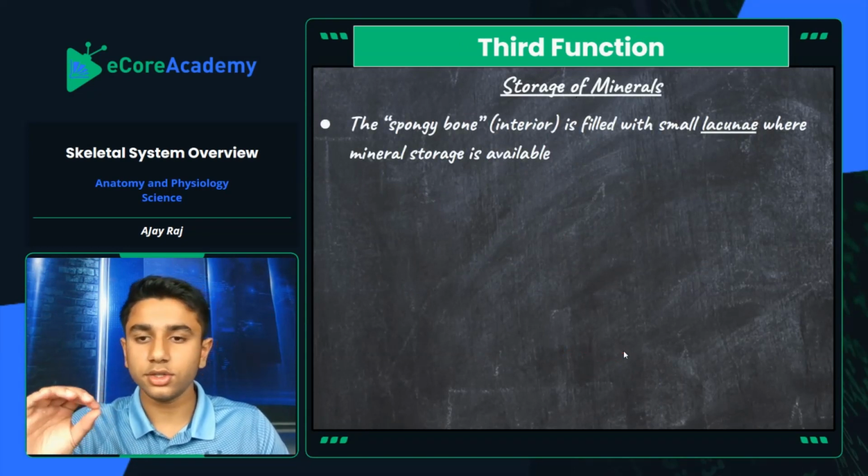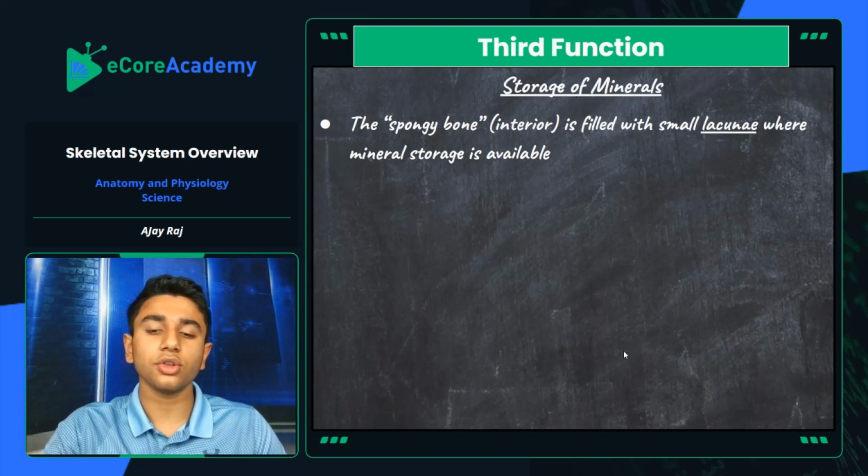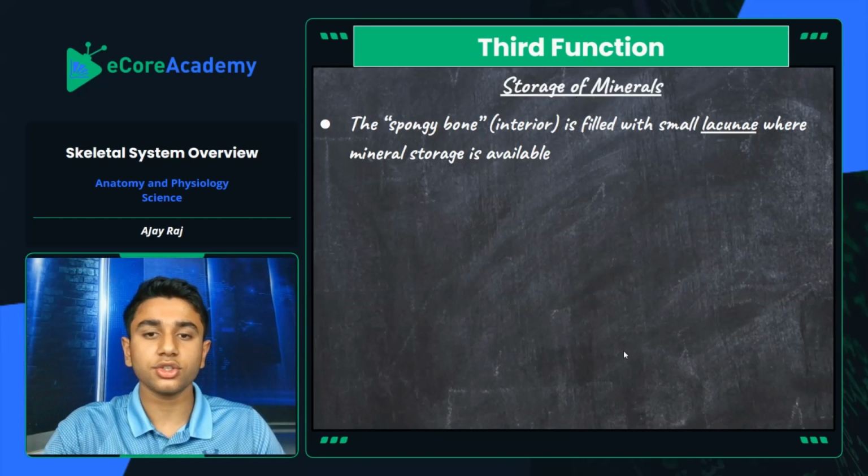So the storage of minerals happens in a certain part of the bone, and this is called spongy bone, which is the interior part of the bone. On the exterior part of the bone, it's really just a mass of hard bone that helps in providing structure and protection. But the spongy bone has more of its physiological characteristics.